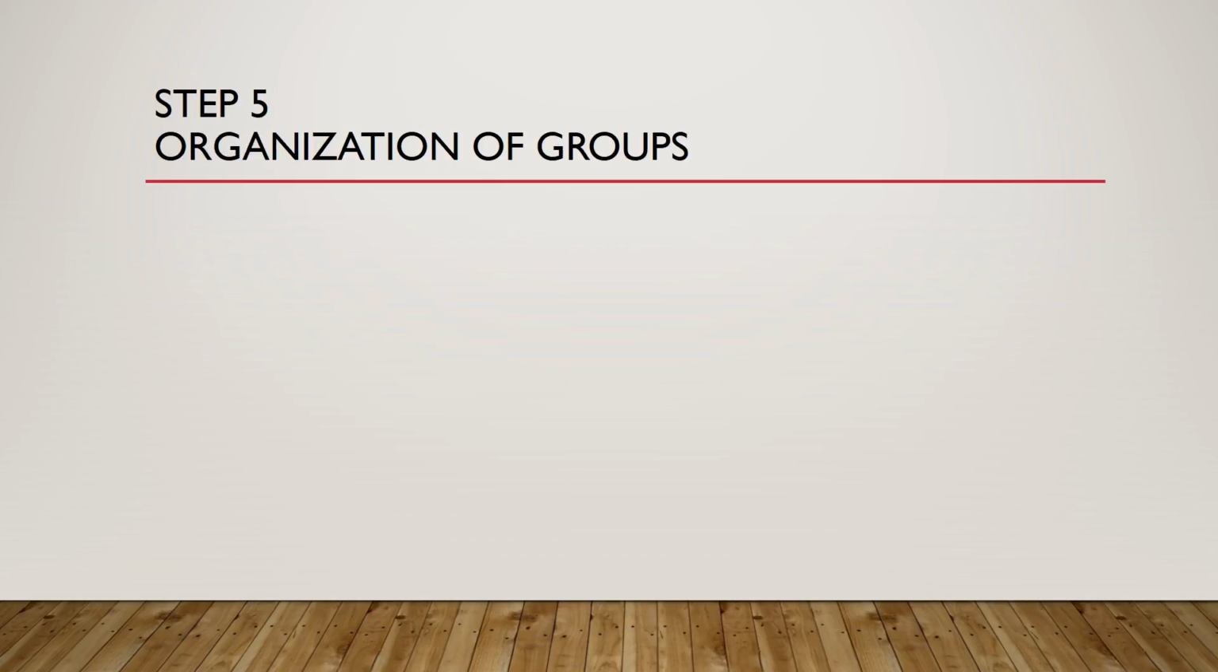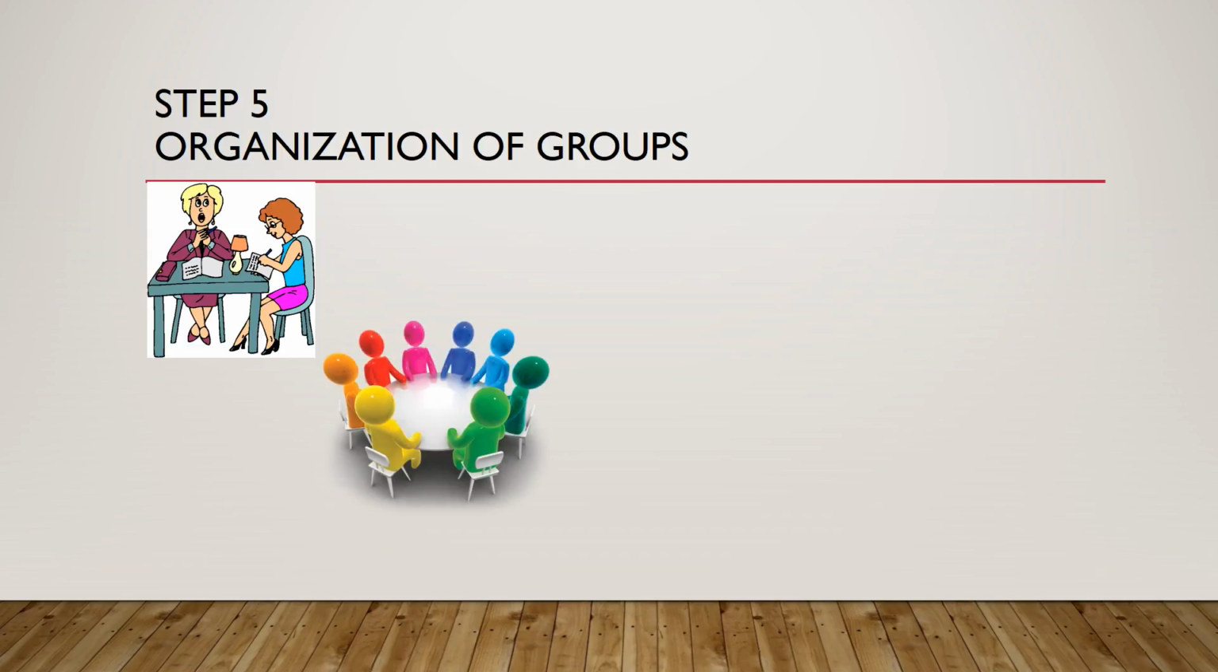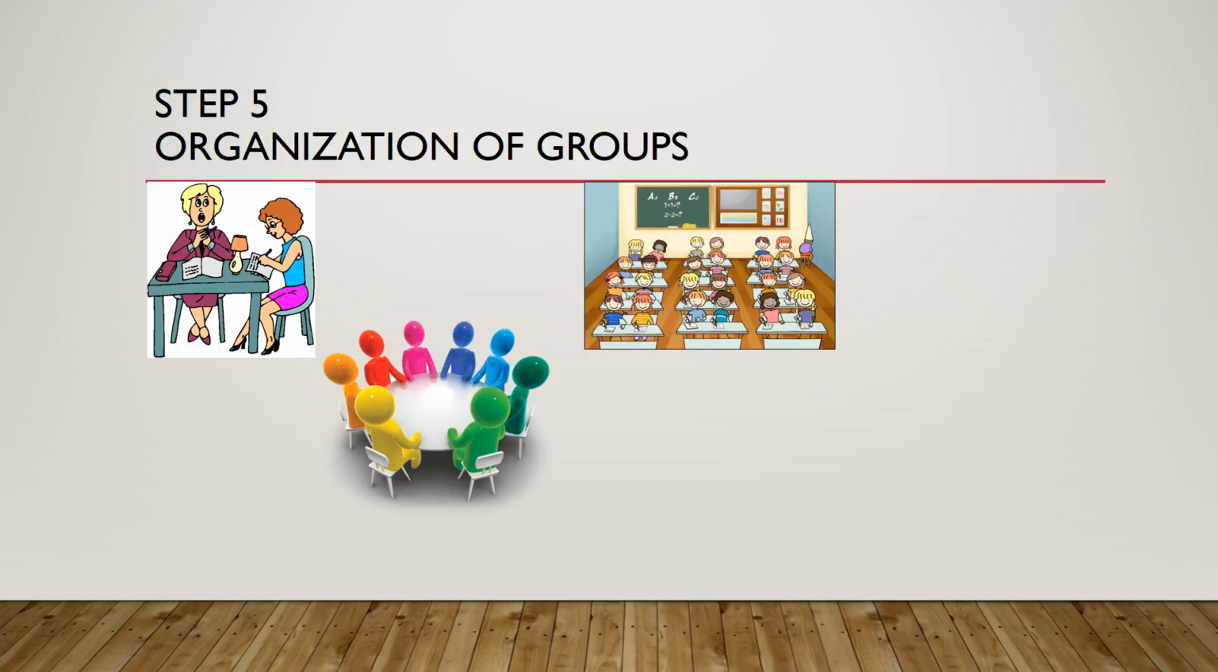Step 5, organization of groups, allows the instructor to decide the best way to provide the instruction. Should the instruction be one-on-one? Should the instruction be to a small group? Should the instruction be to the entire class? And finally, if the lesson does not fit any of the three I mentioned, the teacher can organize the learners any way they see fit.